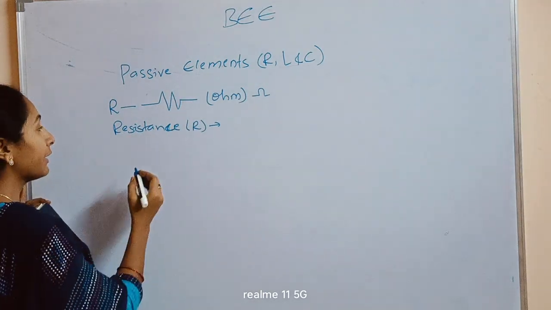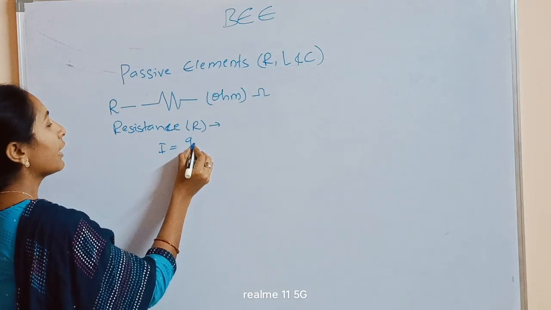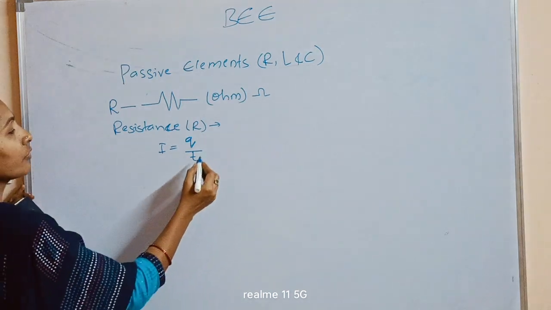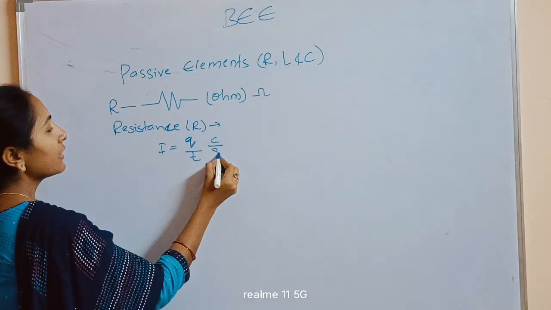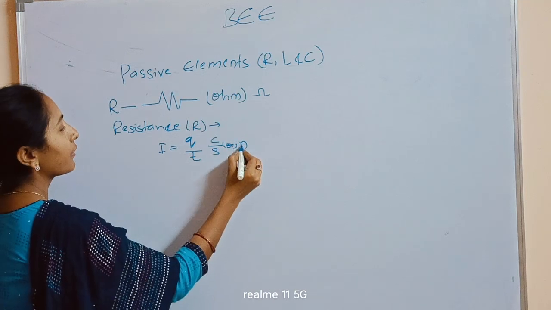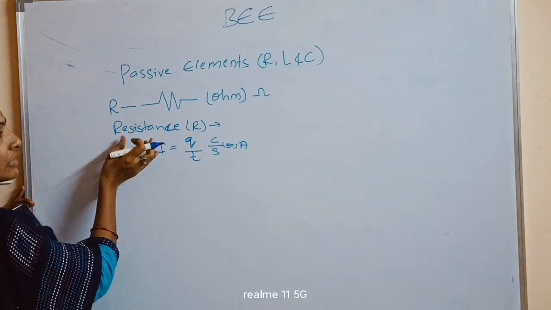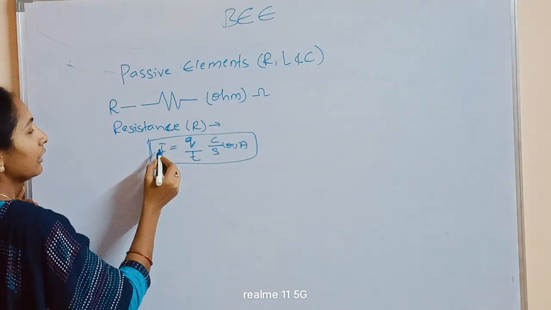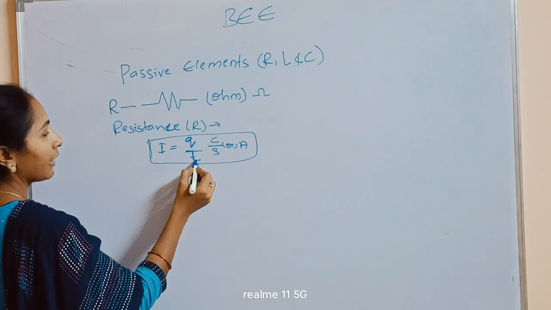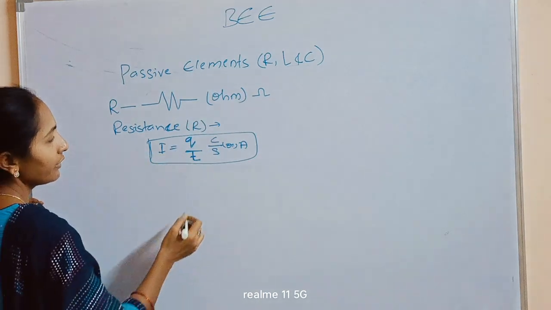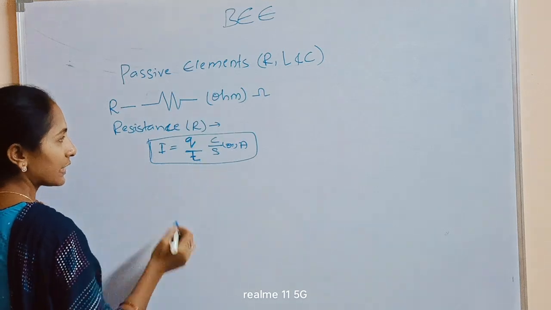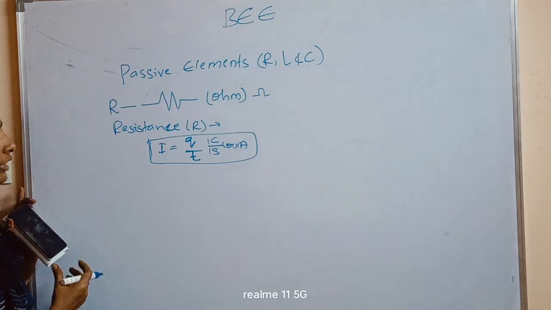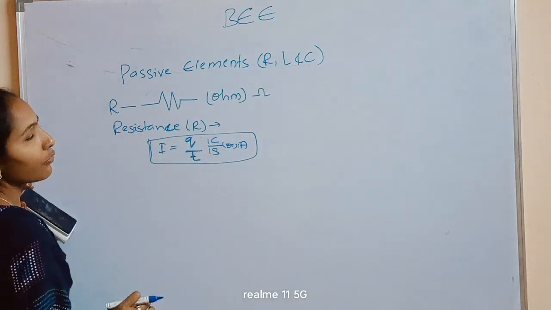Now what do you mean by current? Current is nothing but flow of electrons. Current I is nothing but charge per time, the ratio of charge to time. What is the unit of current? Coulomb per second, or we call it ampere. The unit of charge is coulomb, time is second. So 1 coulomb per 1 second gives 1 ampere of current. So a resistor always opposes the flow of current.